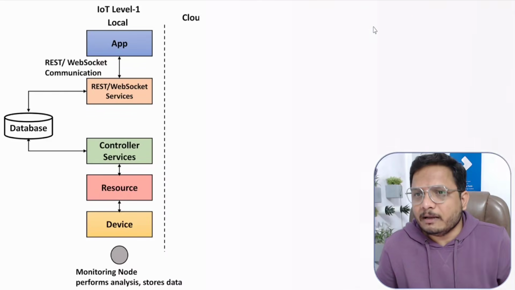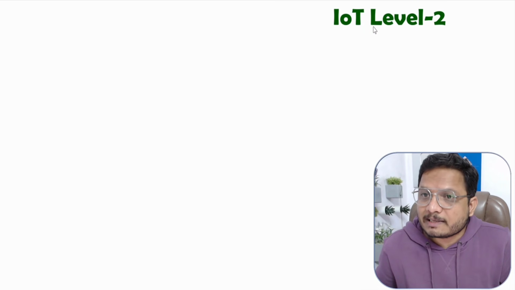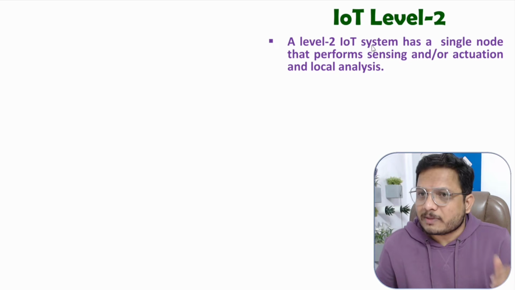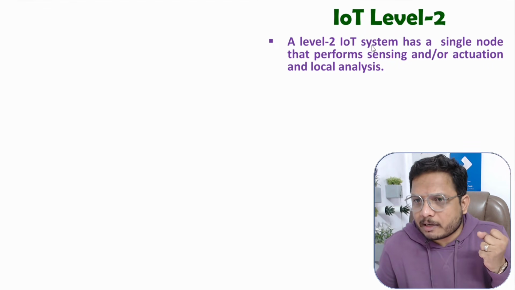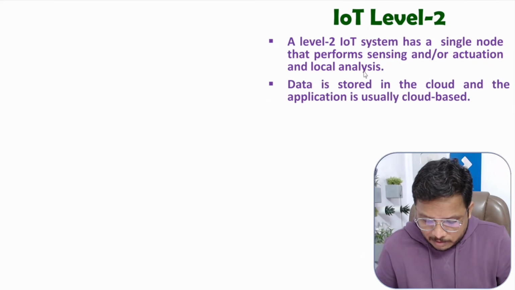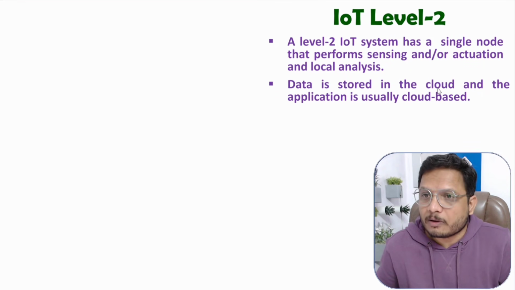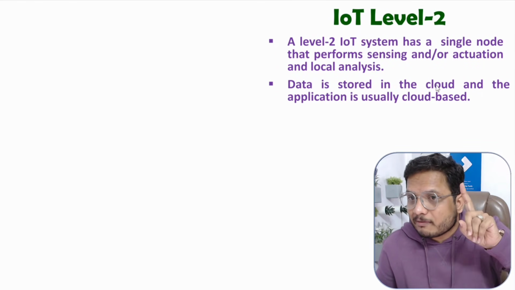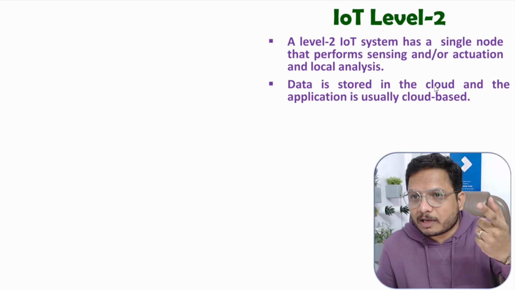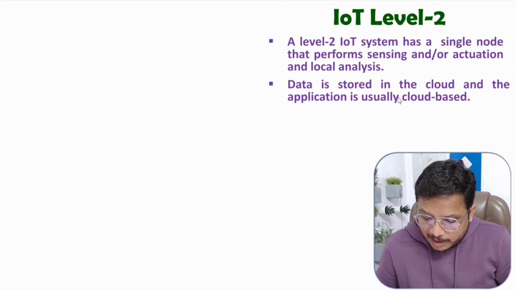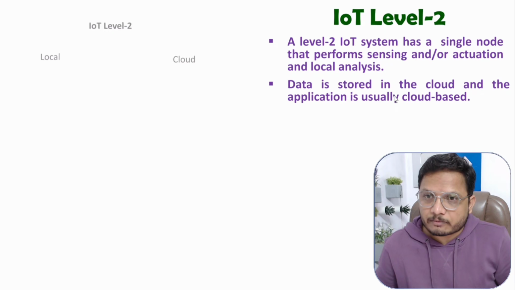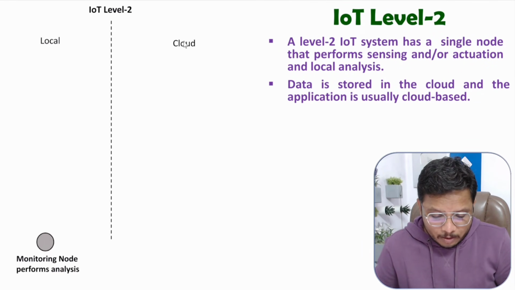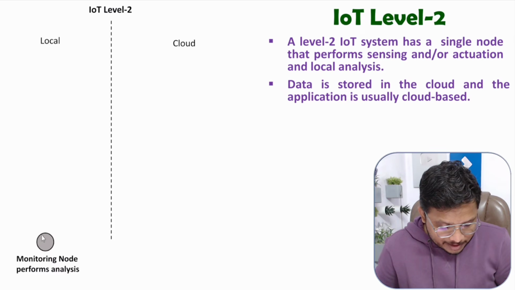Now let us have the second IoT service, that is level 2. See, in level 2 also we will be having a single node. So that will be performing the sensing and actuation part. With that, now data is stored in the cloud. So previously we were not storing data on the cloud, right, with level 1, but with level 2 we will be storing data on the cloud, right? And the application will be there as a cloud based application. So you can observe here we are having local things, and here we are having cloud things. So here a single node will be there.